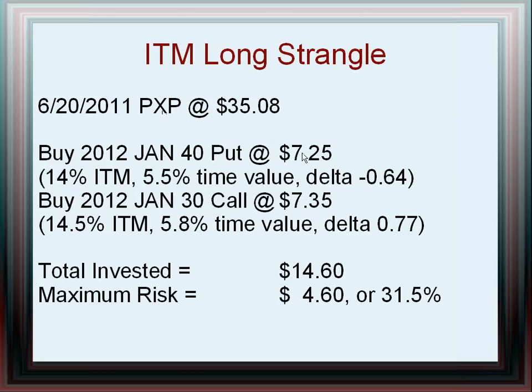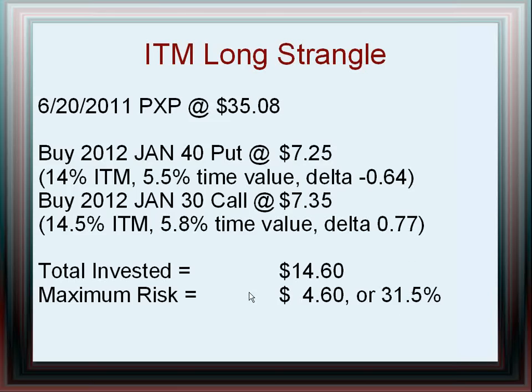So our total invested is the 7.25 plus the 7.35. We're purchasing two options, the call and the put. Total invested is 14.60, but the maximum risk in this case, since it's an in-the-money long strangle, is not 14.60. It's only 4.60, or 31.5% of what we invested. You can kind of tell where I'm going with that when I show 31.5%.